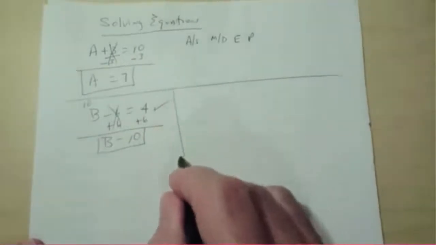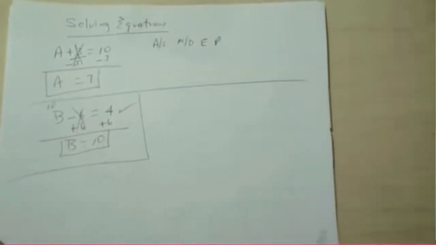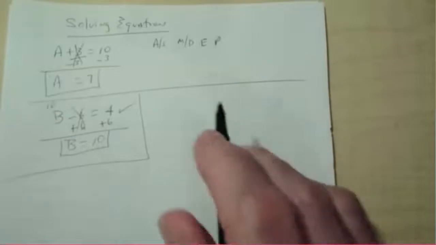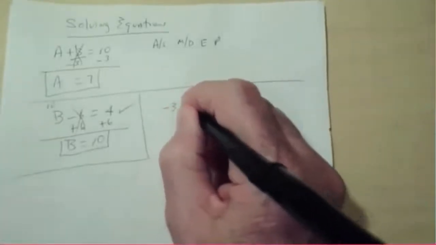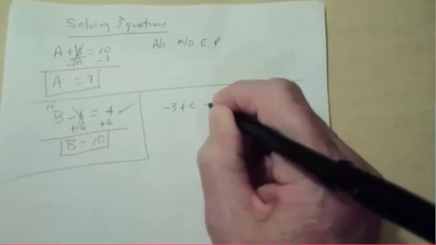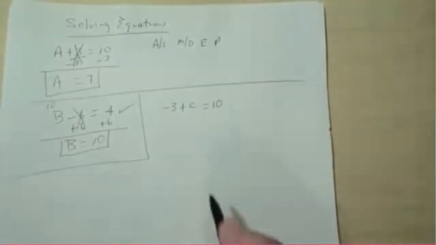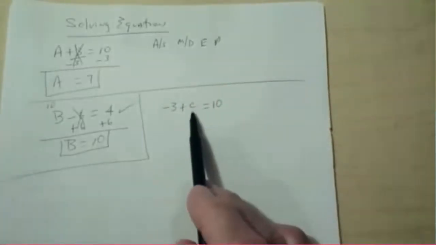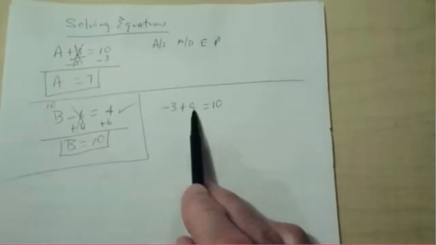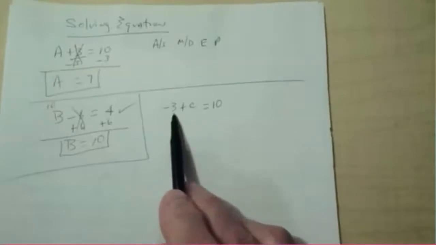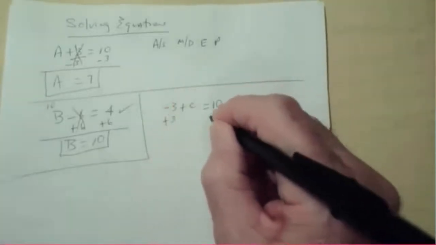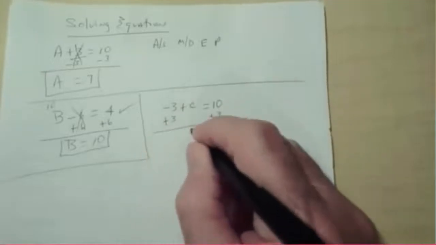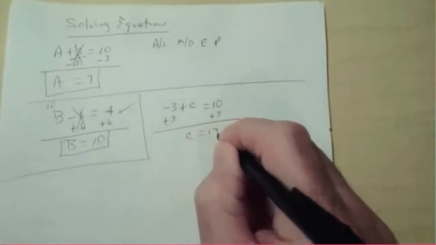Okay, and if we have this, if we have negative 3 plus c equals 10, we want c over here by itself. So we want to get rid of the negative 3. How do we do it? Just the opposite of whatever it says. So we're going to add 3 to each side. C is 13.